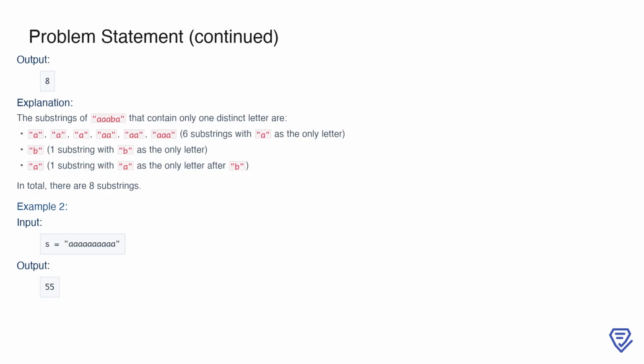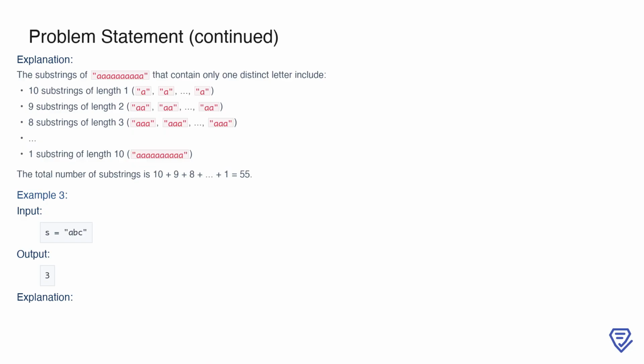Another example is the string AAAAAAAAAA. Here, because all characters are the same, the substrings range from single characters to the entire string. The total count of such substrings is 55. For this string, each substring length contributes to the total. Specifically, there are 10 substrings of length 1, followed by 9 substrings of length 2, and so on, decreasing until there's one substring of length 10.